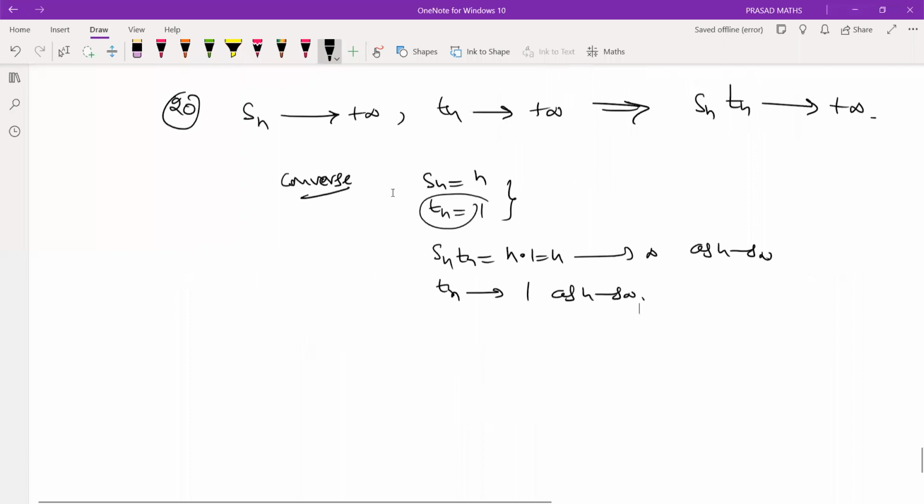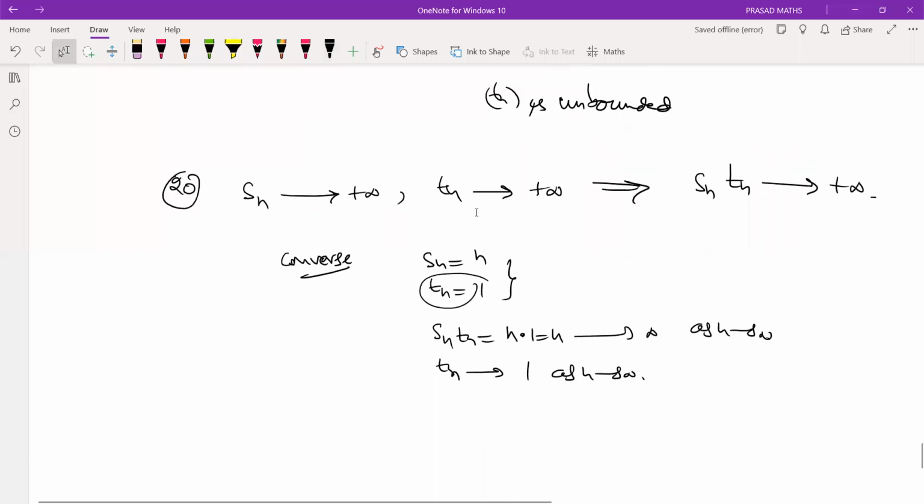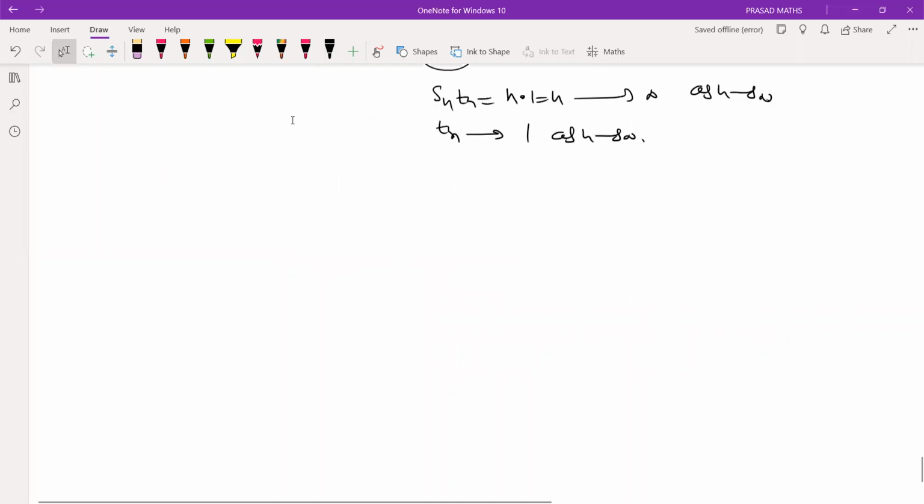In the property, Tn tends to infinity, sir. Converse, we were looking for the converse. Okay, the converse may not be true. Okay, sir. Right, we are looking for the converse. Okay.